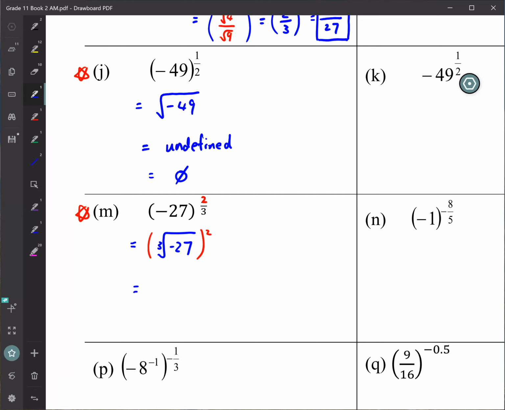No, we can evaluate it. Okay. What do you get? Yeah, the inside just turns into -3, and then the square is just negative. It's just 9. So. Yes.